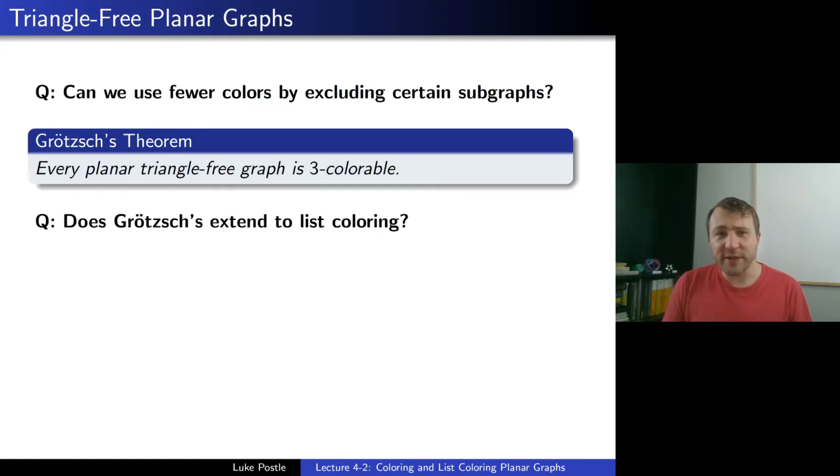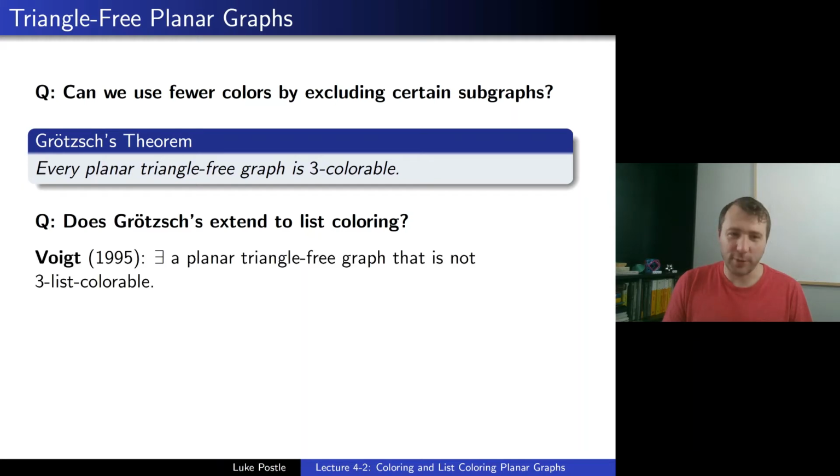And here's a question, since we've spent a lot of time talking about list coloring: does Grötzsch's theorem extend to list coloring? Well, no, because Margit Voigt, again in 1995, showed that there exists a planar triangle-free graph that is not three-list-colorable.